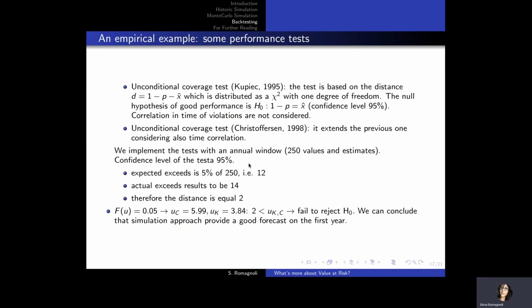Both these tests fail to reject the null hypothesis, because the statistics are both greater than the recorded distance. We can conclude that the historical simulation approach provides a good forecast on the first year at least.